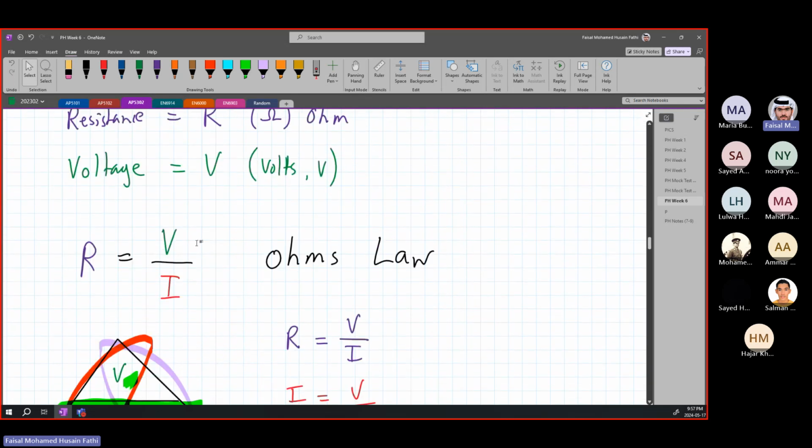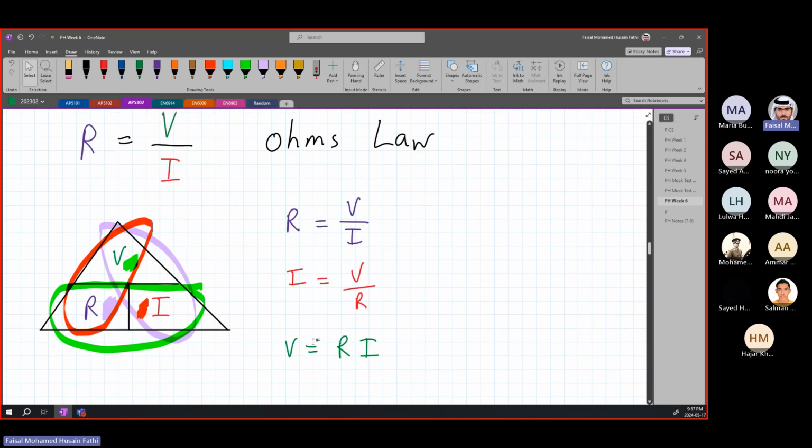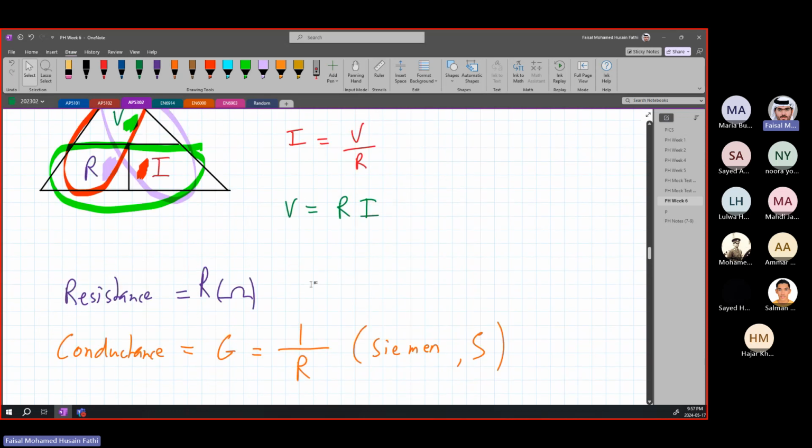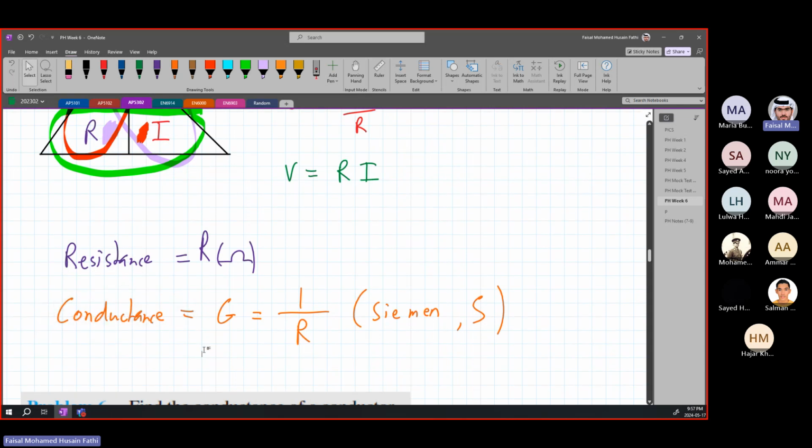And then we looked at Ohm's law, which relates all these three together. R is equal to V over I, or V is equal to IR, or I is equal to V over R. You can always use the triangle method to simplify it. We also looked at conductance, which is just the opposite, or the inverse, I should say, of resistance.